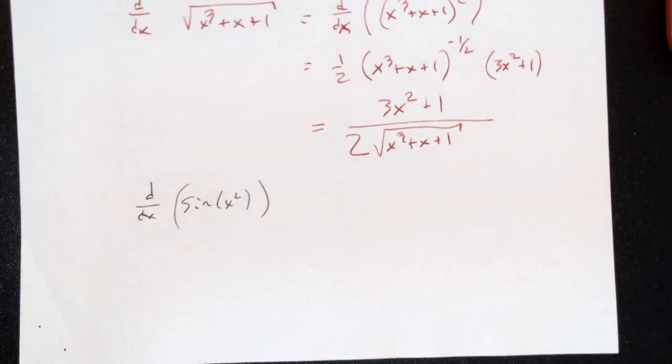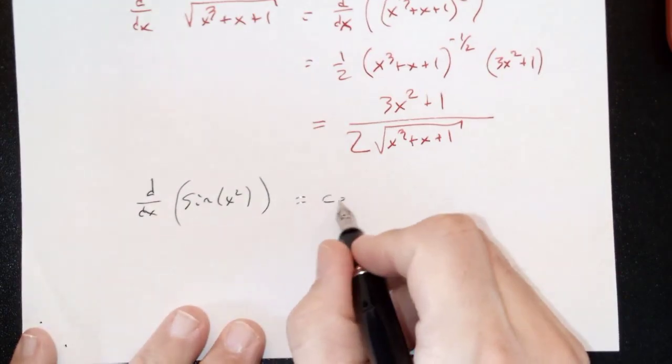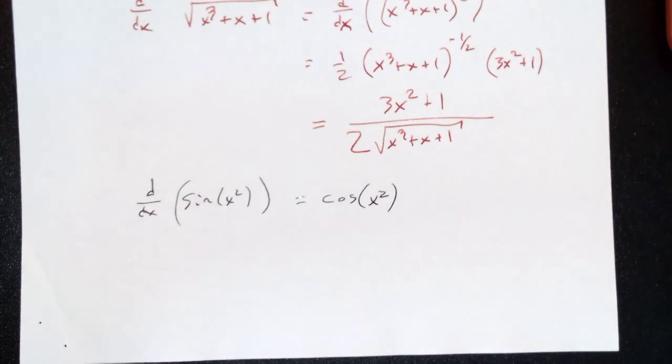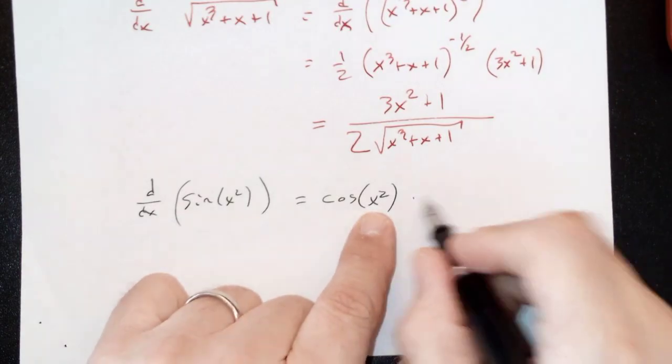The outside part is the sine, right? And the derivative of sine is cosine. So it'll be cosine of junk, and junk doesn't change. But wait, there's more. What goes on the end? The derivative of the junk.